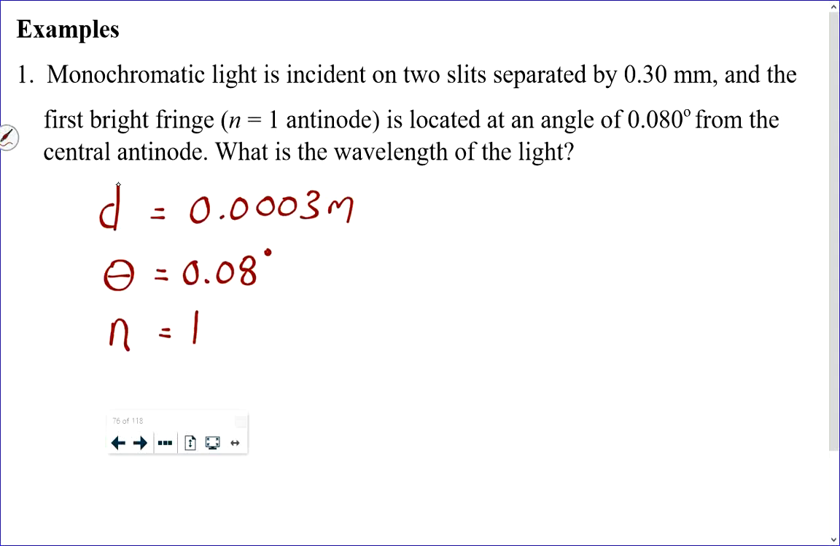All we're going to do to find the wavelength of the light here is go lambda equals d sine theta over n, and you're going to put the numbers in for me. Make sure that you use degrees.